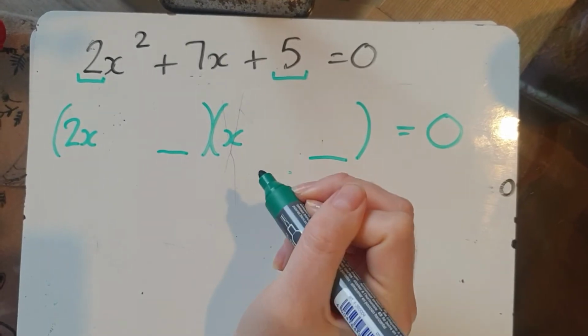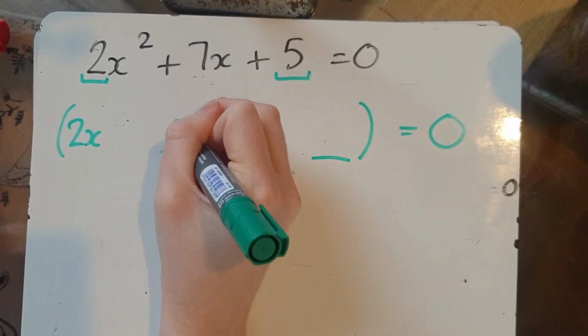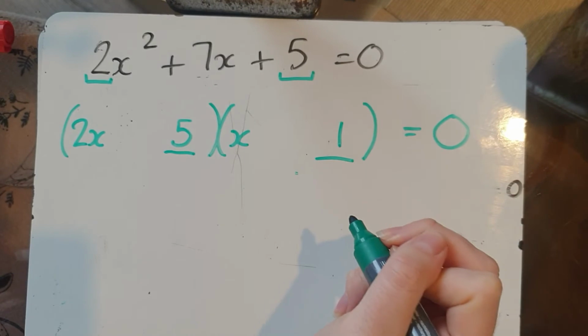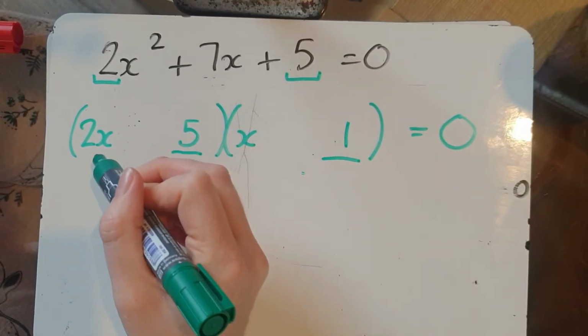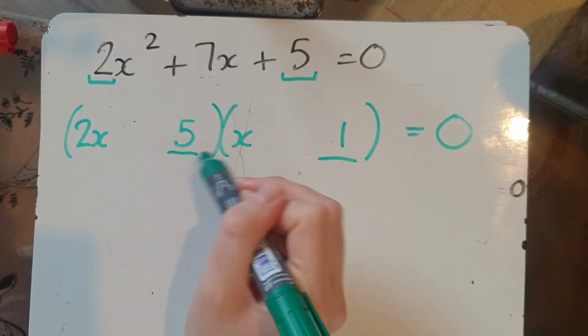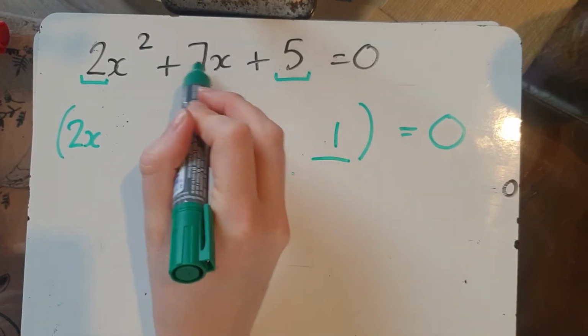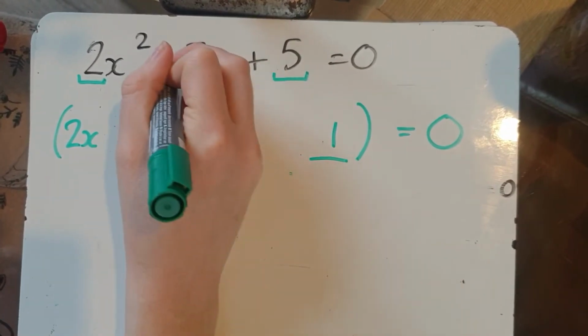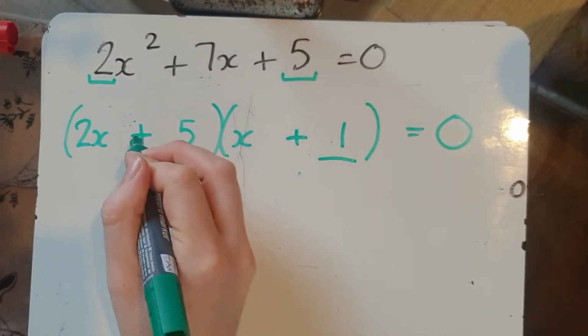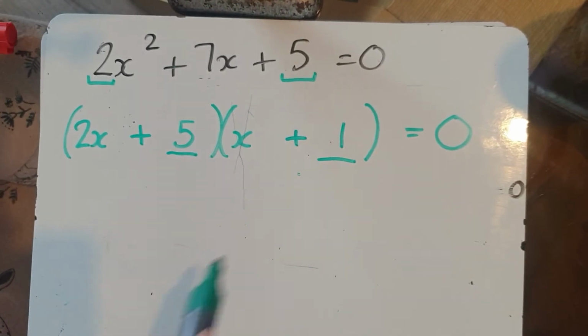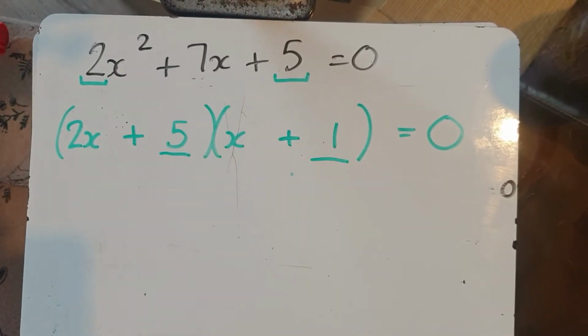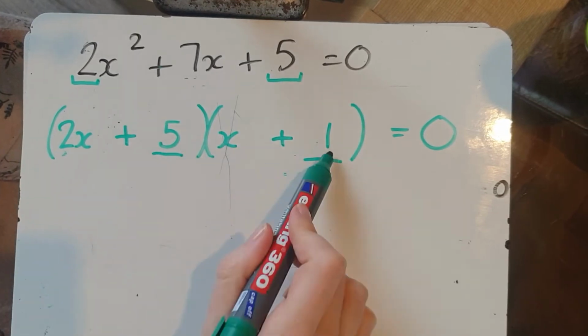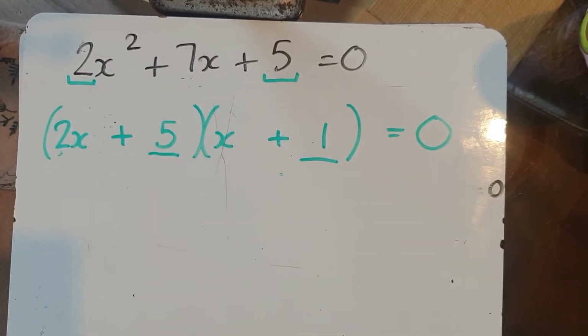11x. So that way round doesn't work. If I put 5 here and 1 here, then when I multiplied the brackets out, I would get 5x plus 2x, which does give me 7x. And because everything is positive, it's going to be plus signs. So that's how I can factorise that one, where there's a prime number here and a prime number in the constant term.